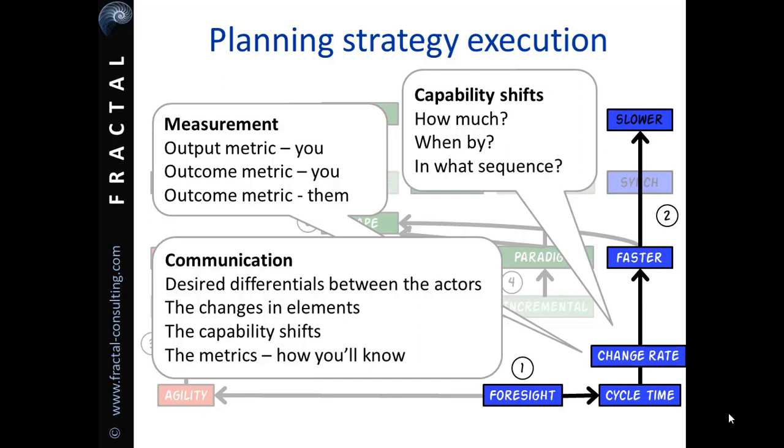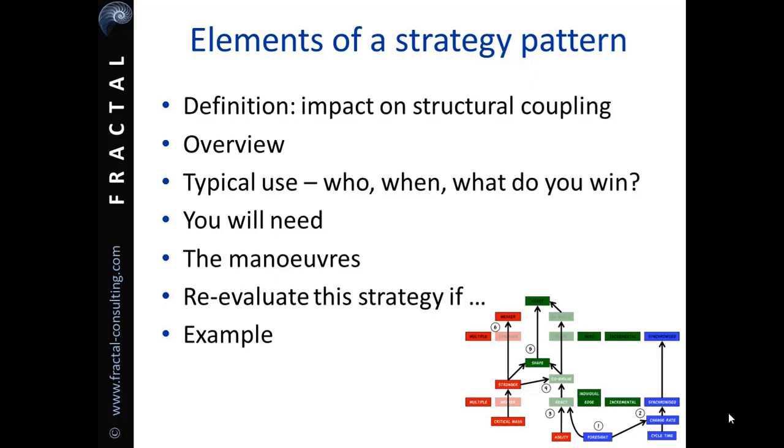We generally include what your situation will be like when the strategy is complete, what the major changes in the 6 elements are, the capability shifts needed to bring that about, and the output and outcome metrics you need to know if your strategy is working. We've already shown the manoeuvres for a number of different patterns of strategy, and we have altogether more than 100 patterns, so they're codified strategies that we've seen in play and working for the actor using them.